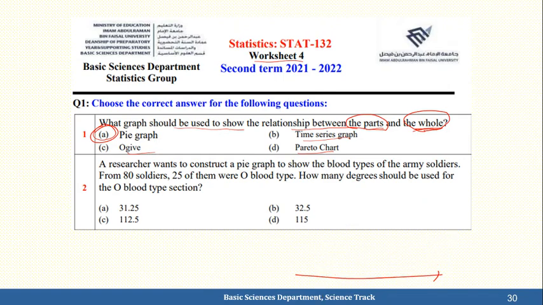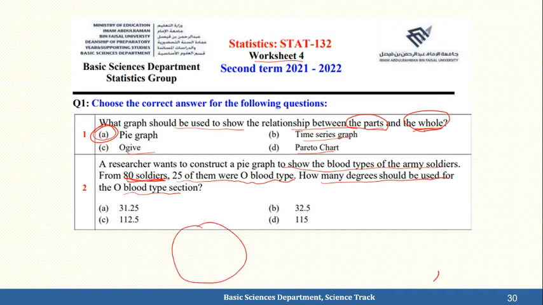Now the researcher wants to construct a pie graph to show the blood types of army soldiers. From 80 soldiers, 25 of them were O blood type. How many degrees should be used for the O blood type section? So 80 soldiers. The total is 80 soldiers here, and 25 of them is O blood type. So how many degrees should it be? So the question is this.